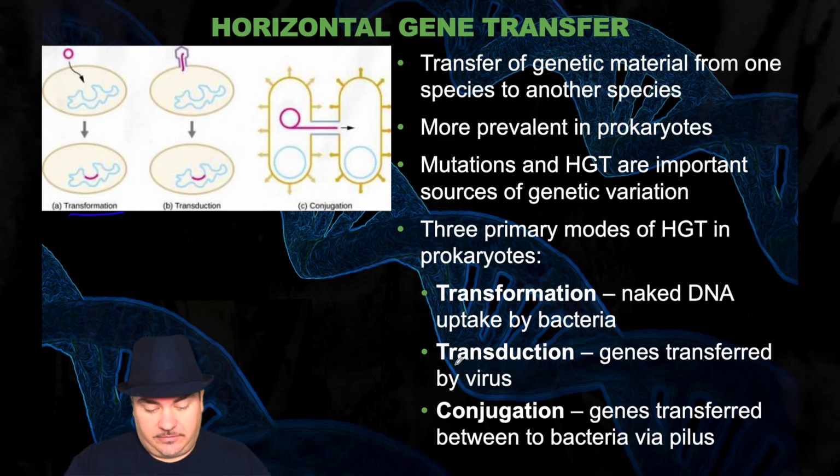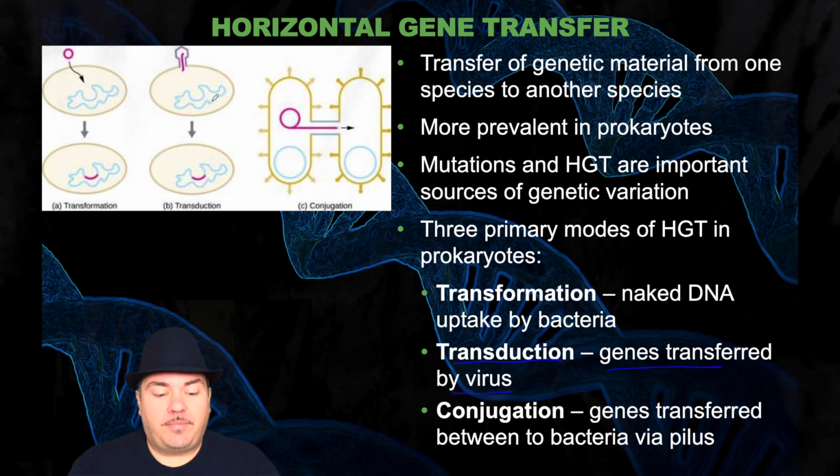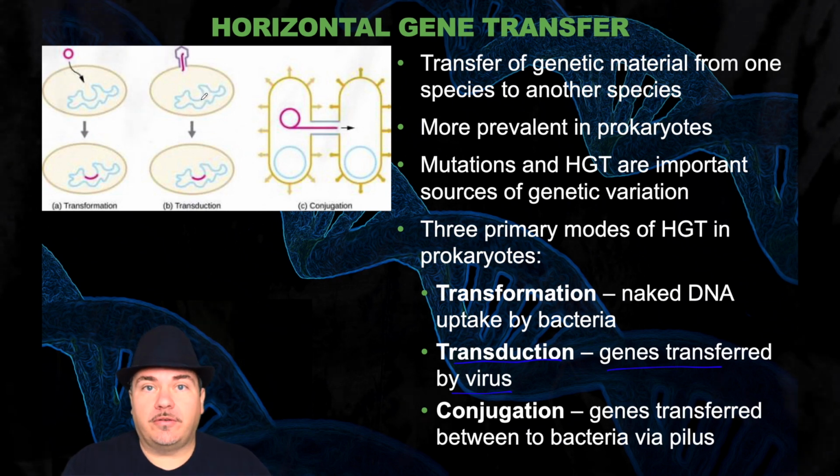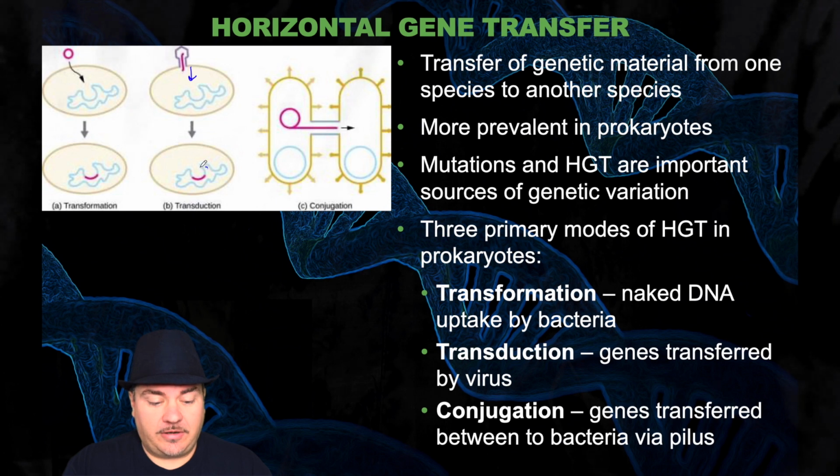Then we have transduction. Transduction is when genes are transferred via a virus. So again, if we're looking at bacteria that has its chromosome, there are viruses that infect bacteria. They're called bacteriophages. The bacteriophage can insert its genetic material, its DNA, into the bacteria, and then that DNA can be integrated into the chromosome of the bacteria. That's called transduction.